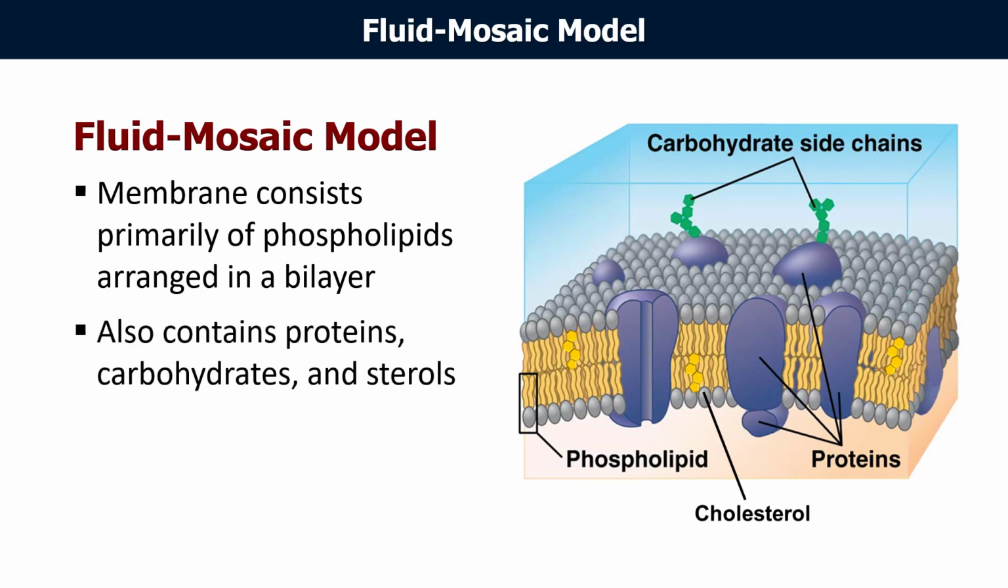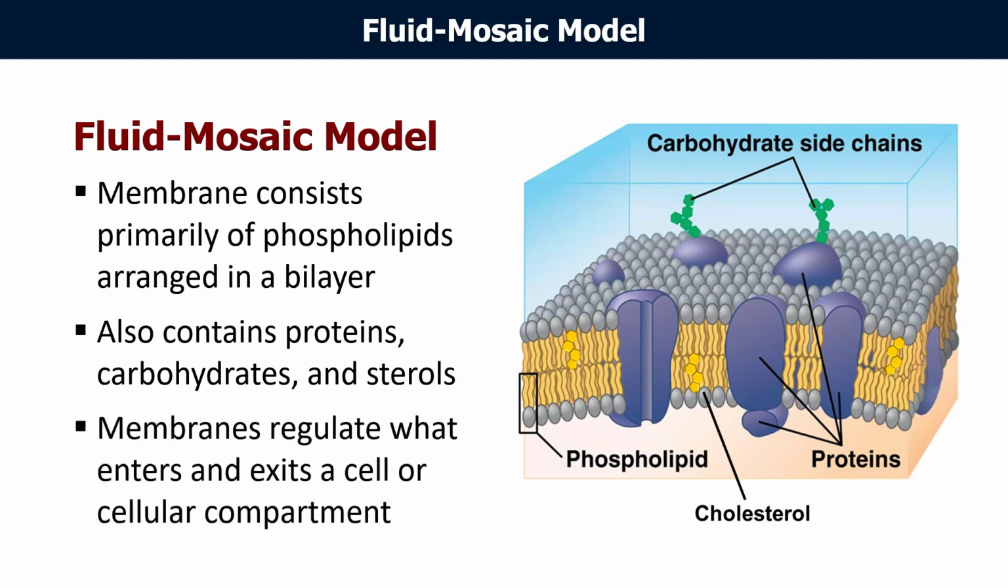So it also contains proteins, carbohydrates, and sterols. So you can see the little carbohydrate chains dangling up there, those little green sugar chains, the large purple colored proteins, and then those sterols wedged into the middle of the membrane, cholesterol being the one that we see here because that's what we find in animal cell membranes. So we need to talk about the roles of all this.